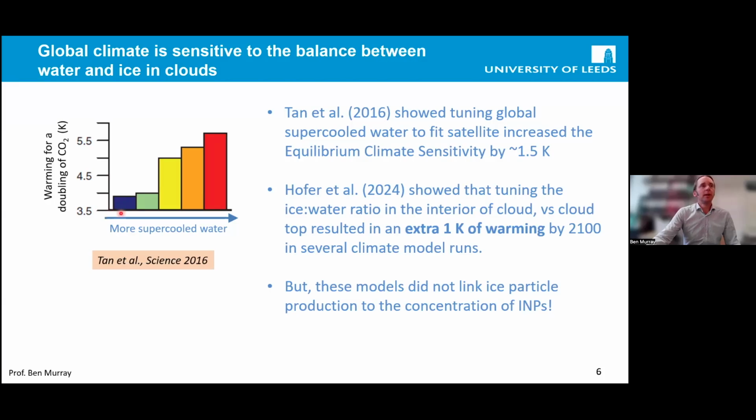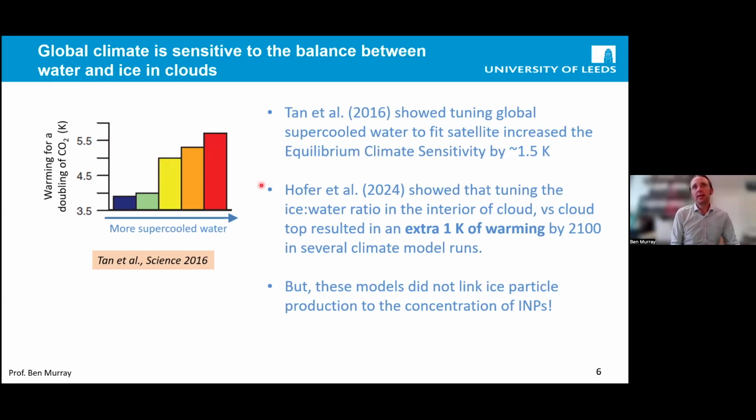So this is a plot now, a little old, so 2016, from I think quite a seminal piece of work where Tan et al. showed that when they went from a state with relatively small amounts of supercooled water to model states where the supercooled water was probably more realistic, like, for example, I think this orange bar was where it was tuned to fit satellite measurements, you see that the amount of warming for a doubling of CO2 increases by about a degree and a half or so, just from changing the amount of ice versus liquid water in clouds to be more realistic.